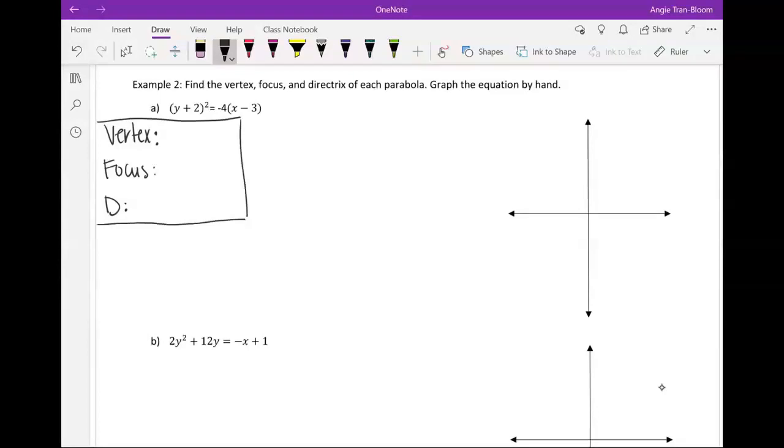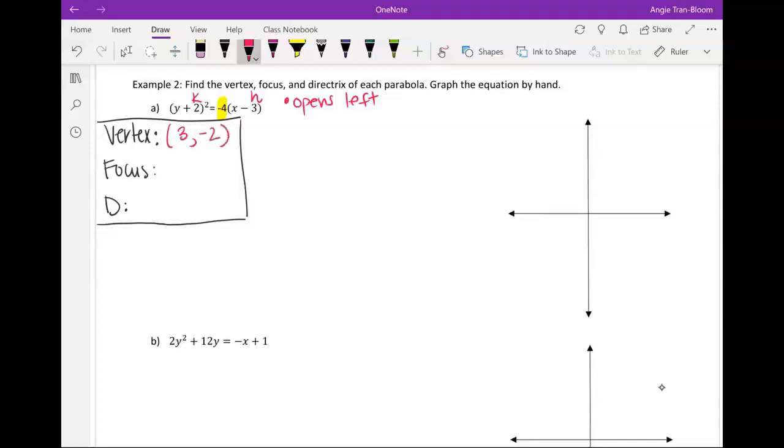So 2a, quantity y plus 2 squared equals -4 times x minus 3. Because your y variable is being squared, we know that it'll either open to the right or the left. And this is negative, so we know for sure that it opens to the left. Okay. We have a few things we can find right away. First thing is we are going to find the vertex. The vertex is going to be your h comma k. So h is going to be 3 and your k is going to be -2.